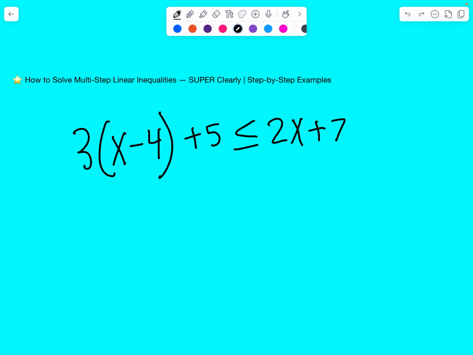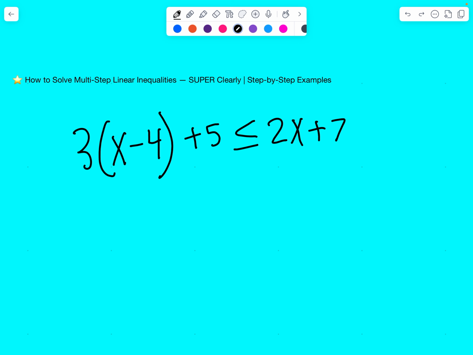Okay. So, multi-step inequalities are just like multi-step equations, but with one extra rule. If you multiply or divide by a negative, you must flip the inequality sign. Everything else, distributing, combining like terms, isolating the variable, works the exact same way as equations.